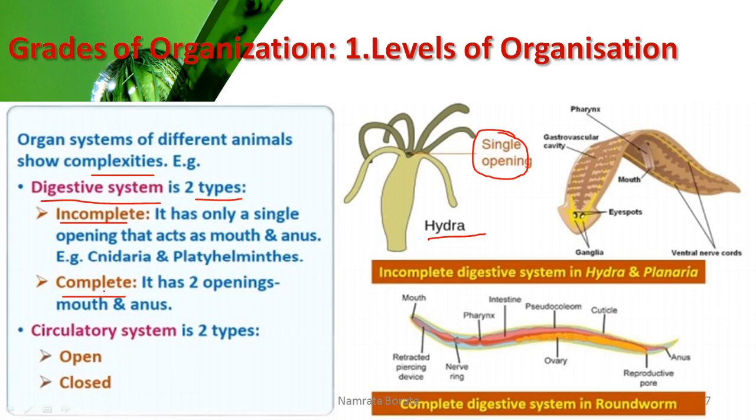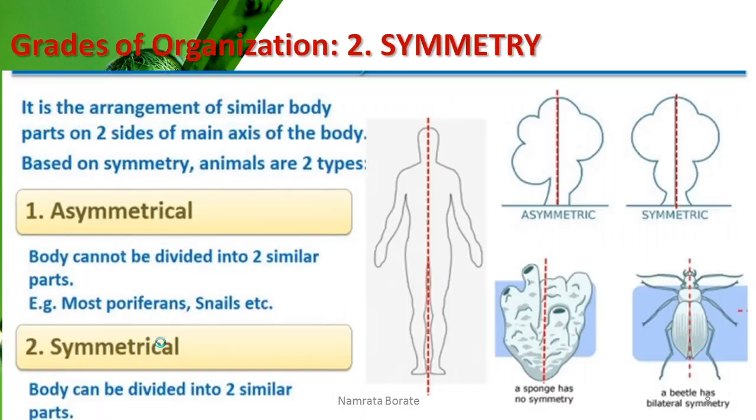Second form of the digestive system, that's a complete digestive system. It has two separate openings. First one is a mouth and the second one is an anus. So this digestive system is a complete digestive system. The circulatory system, it is also of the two types. First one is an open type of circulatory system and the second one is a closed type of circulatory system. This closed type of circulatory system means there is a presence of the blood vessels and in the open type of circulatory system there is an absence of the blood vessels.